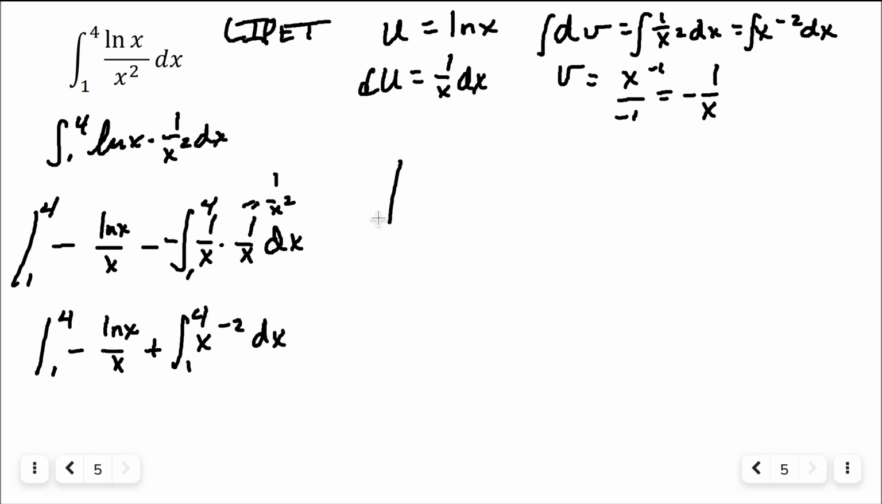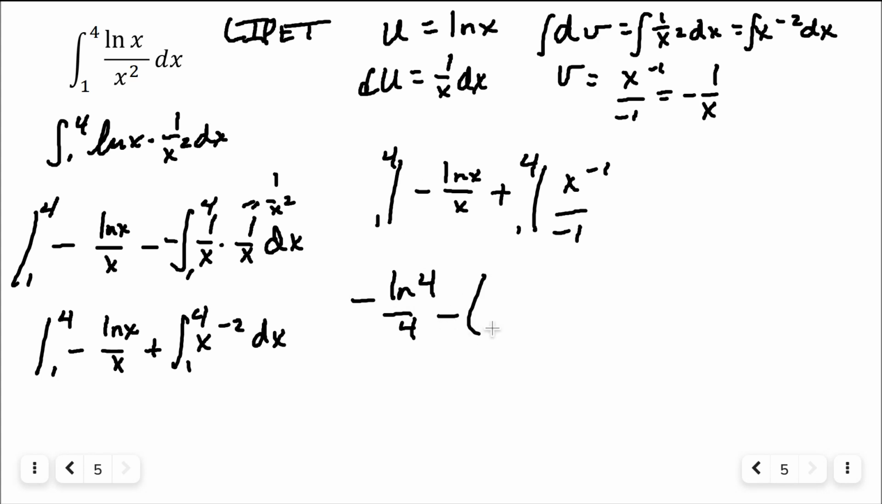And I'm going to integrate it. So this is straight line from 1 to 4, negative ln x over x. The integral of x to the negative 2, I add 1 to the power, divide by what I get. And this is going to be plus straight line from 1 to 4, x to the negative 1 over negative 1. So now I'm going to evaluate this. I'm going to substitute 4 in. It's negative ln 4 over 4 minus negative ln 1 over 1.